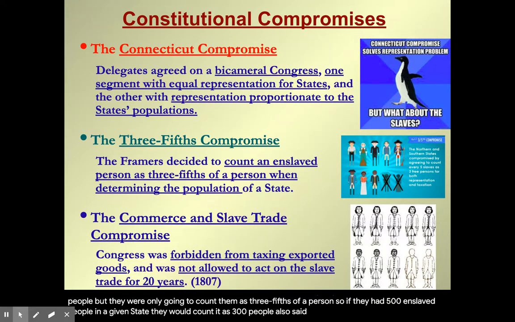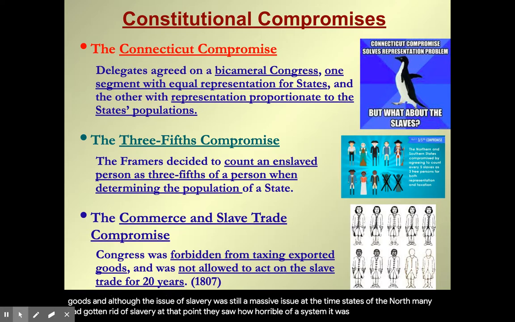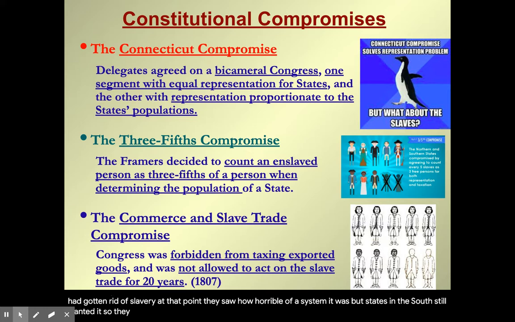They also said that they would not tax any exported goods. And although the issue of slavery was still a massive issue at the time, many states in the North had gotten rid of slavery at that point. They saw how horrible of a system it was, but states in the South still wanted it. So they decided they were not going to do anything about slavery for 20 years, and they would revisit the issue in 1807.